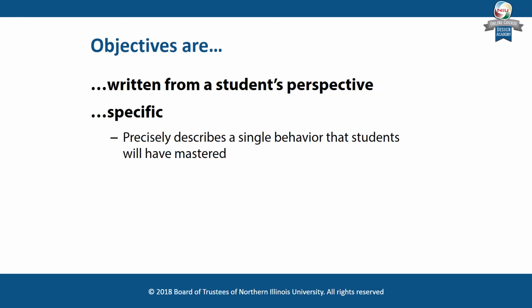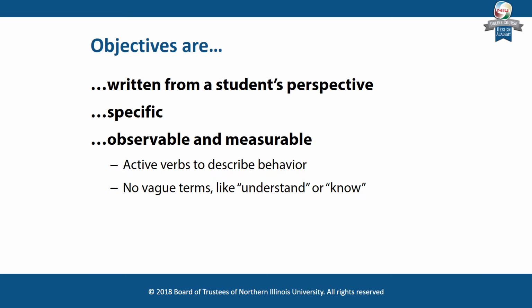The second characteristic of objectives is that they are specific. In other words, each objective precisely describes a single item that students will learn, whether that is a skill, performance, area of knowledge, or attitude. Finally, objectives are always observable and measurable. Generally, this means using active verbs to describe the behavior that students will learn.